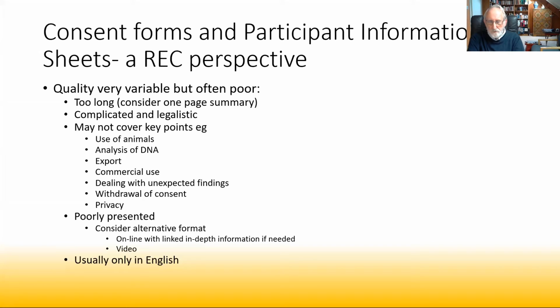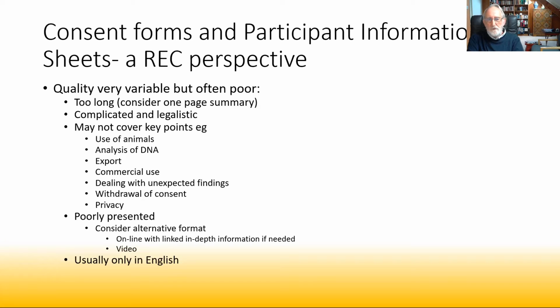So they may not cover, for example, the use of animals in research, using the samples that are collected. That's now considered de rigueur for anybody going to a REC, that if animal usage is planned, it should be detailed. People are quite understandably sensitive about an analysis of DNA. That must be included if it's going to be included in the research. Export outside of the UK. Commercial interactions. So are there going to be interactions with drug companies and others? That should be specified. How we deal with unexpected findings, as I've already referred to. How consent is withdrawn, and privacy.